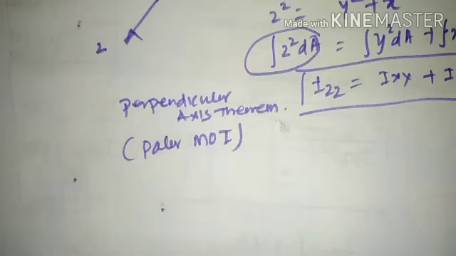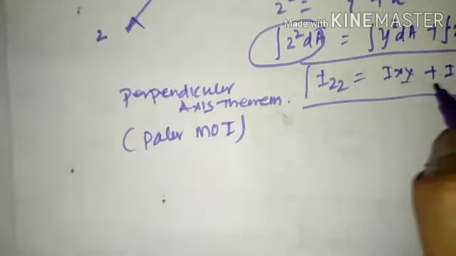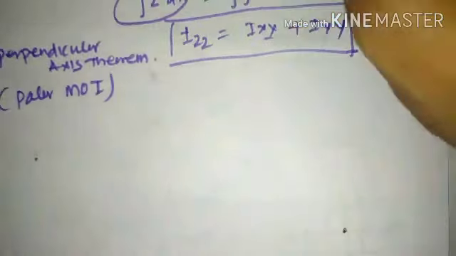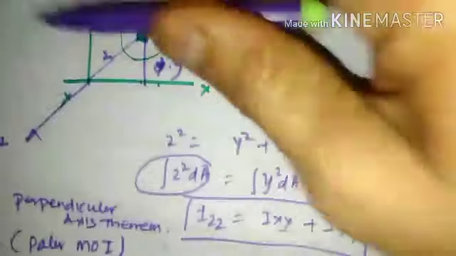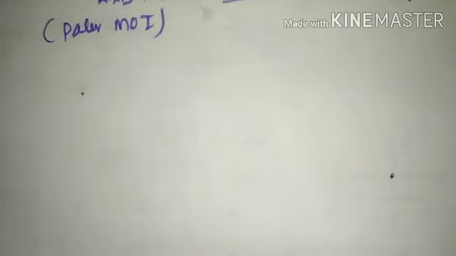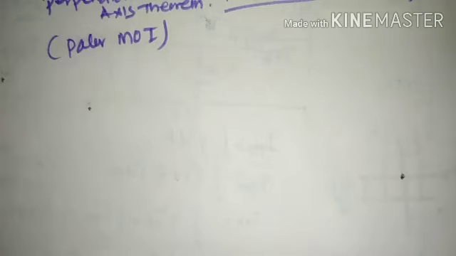I repeat, the moment of inertia of an area about an axis perpendicular to its plane at any point is equal to the sum of the moments of inertia about any two mutually perpendicular axes through the same point, that is the x and y axes, through the same point in the plane of the area. So this is the perpendicular axis theorem that we are supposed to calculate.